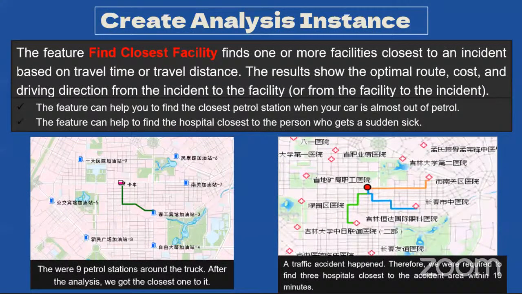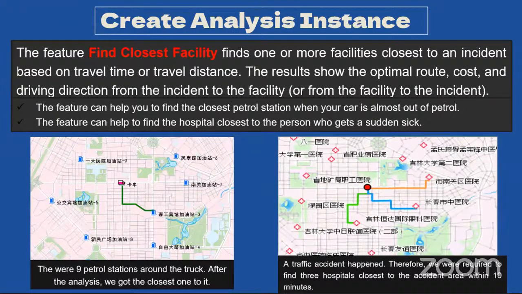So this one is for when we want to create an analysis instance. Instance management manages the analysis instance, which is a process to solve practical problems by analysis in the network model, such as path analysis, service area analysis, and closest facilities. Currently, network analysis has been widely used in transportation, telecommunication, logistics, electric power, and so on.